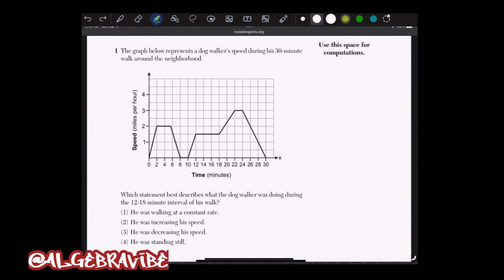We're going to be reviewing the full January 2024 Regents, starting off with the multiple choice, and we're going to get right into it.